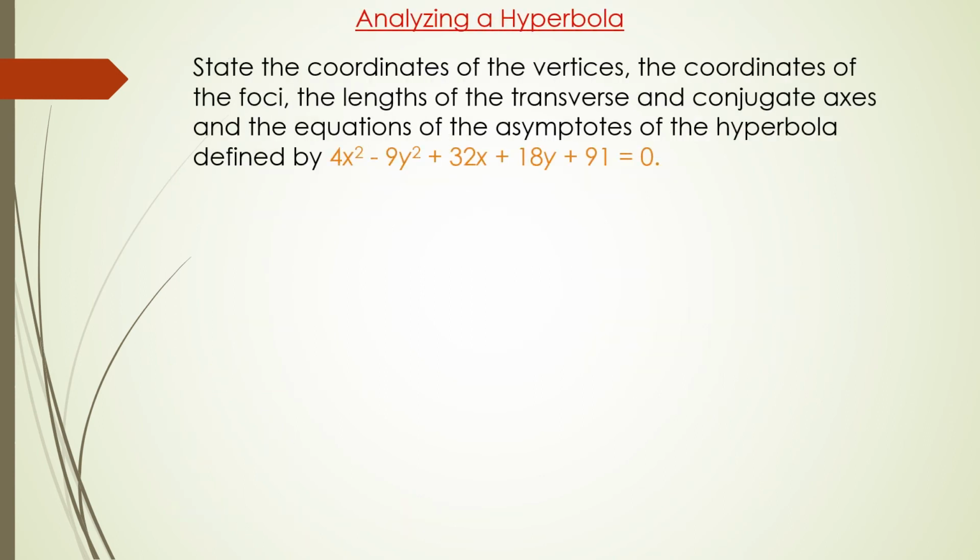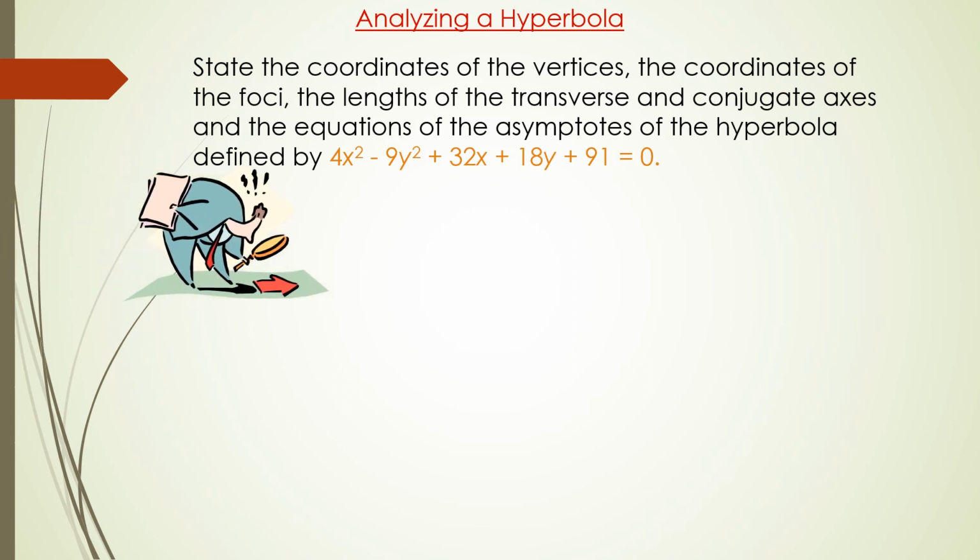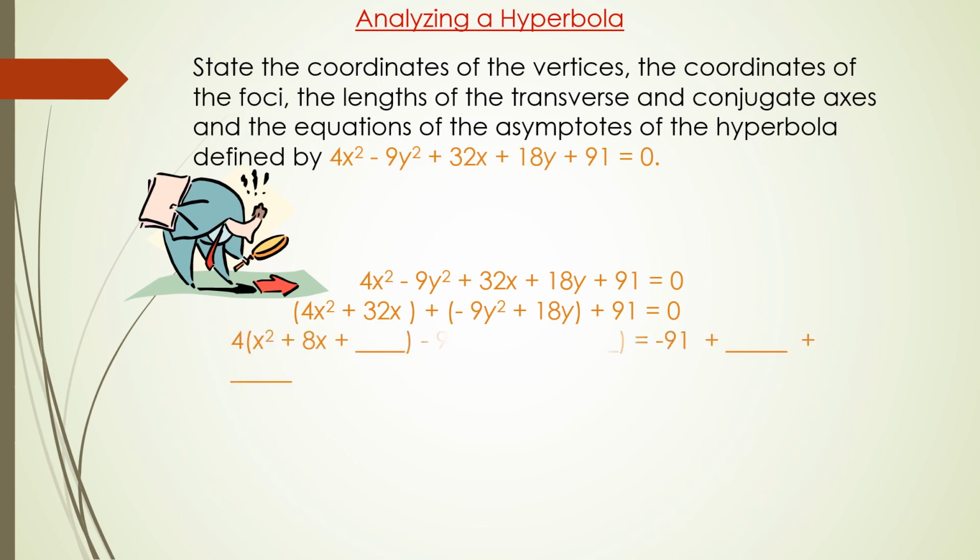Okay, next, state the coordinates of the vertices and the foci, the transverse and conjugate axis, and the equations of the asymptotes. We're given a general equation of the hyperbola, so we have to apply the completing the square method. First step, you have to combine like terms: 4x squared plus 32x plus negative 9y squared plus 18y plus 91 equals 0.